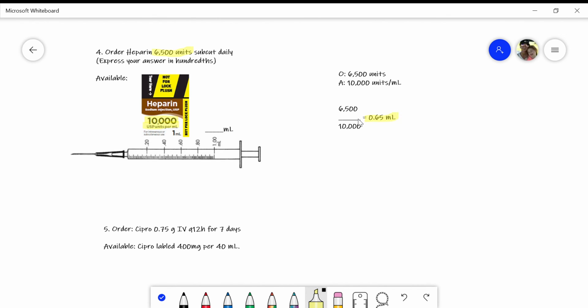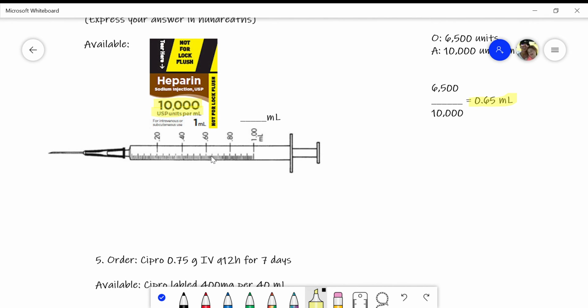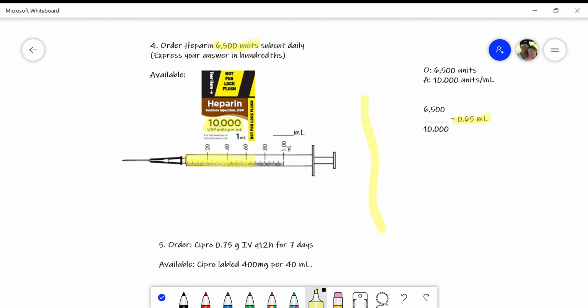And you know, always if your order is less than your available, it's always going to be less than 1. And then 0.65, so it would be right about there. It's a little over there, but it's kind of hard to do it with this.